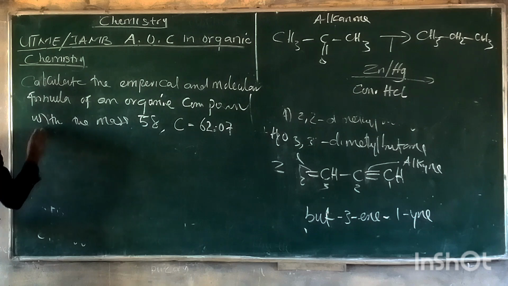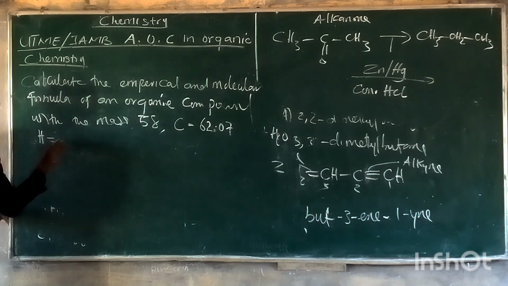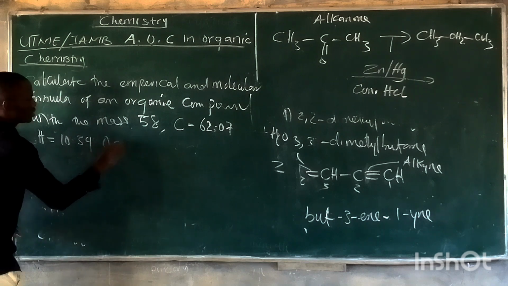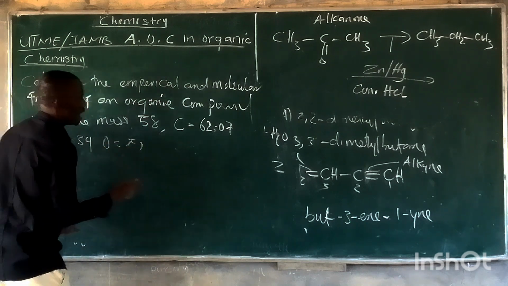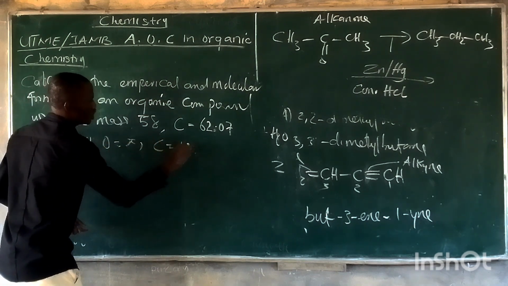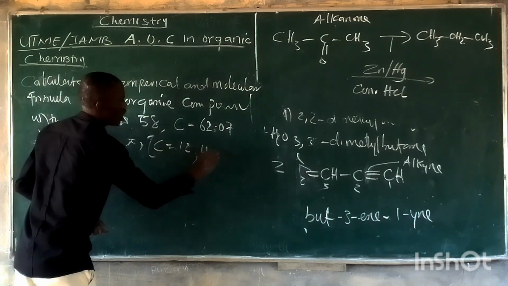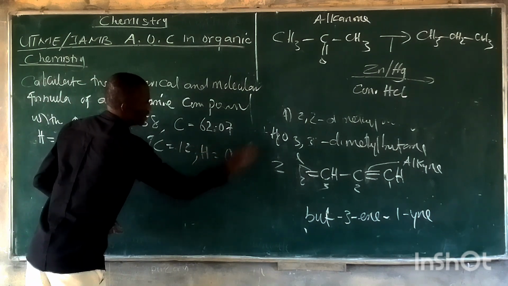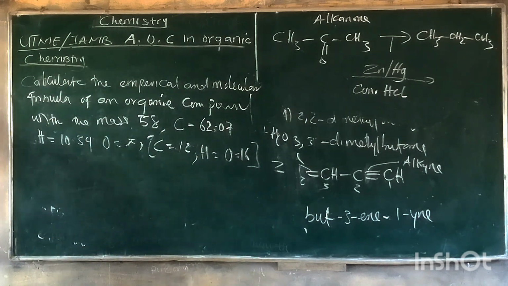62.07, hydrogen 10.34, oxygen is X, we don't know that. And then we have that carbon is always 12, hydrogen is always 1, oxygen is always 16. And then you are asked to find the molecular formula and the empirical formula.